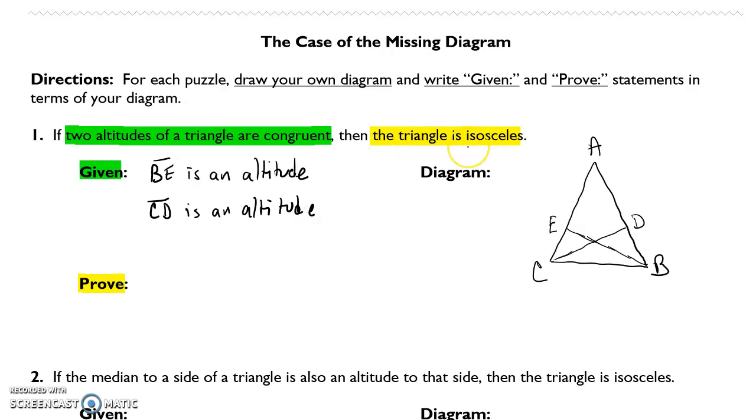What I'm trying to prove is that my triangle is isosceles. So I'm trying to prove triangle ACB is isosceles. And that's it. For right now, we're not going to actually go through and do the proof. We might do that a little bit more in class, but the main focus right now is, can we draw an accurate diagram? Can we identify givens and prove statements?